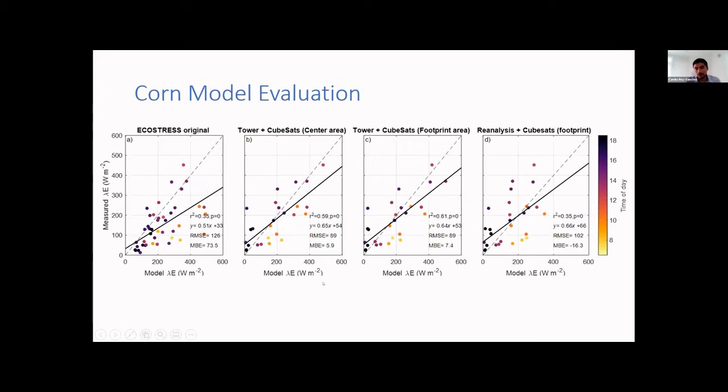The relationships for corn were similar. We had a little bit more noise in corn, but we reduced the error quite a bit and reduced the bias estimate quite a bit as well.